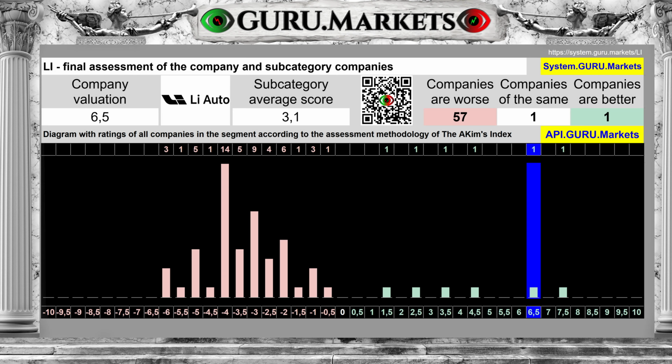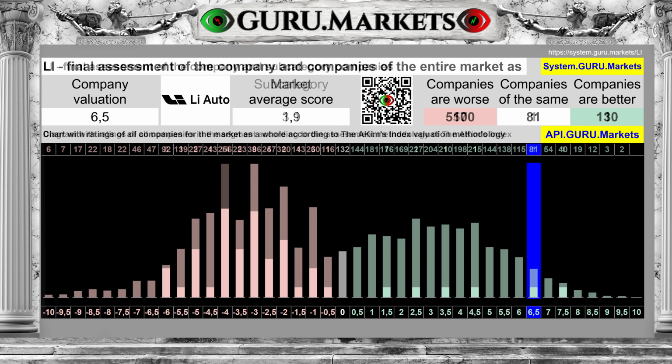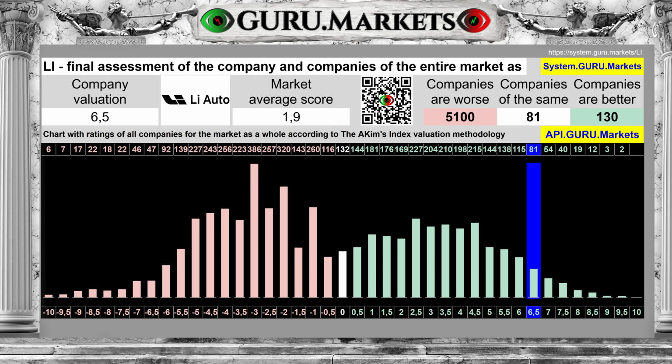Total result for the company under study, 6.5 out of 10 points. The average result for the subcategory is 3.1 points. If you look broadly, within the entire US market in aggregate, we can see that the average result for the US stock market as a whole is 1.9 points, against a score of 6.5 points for Li Auto Incorporated.